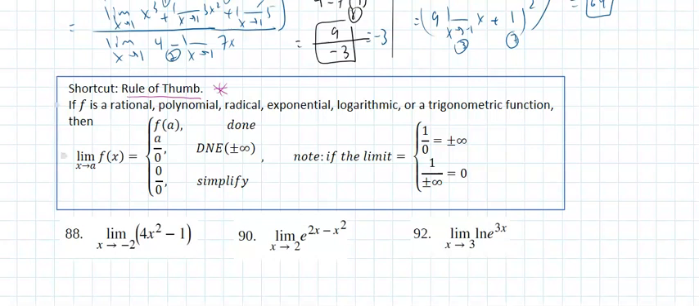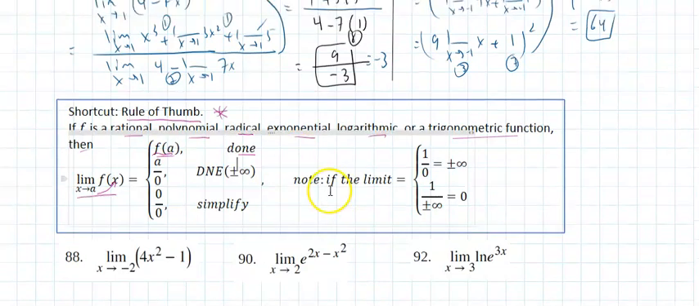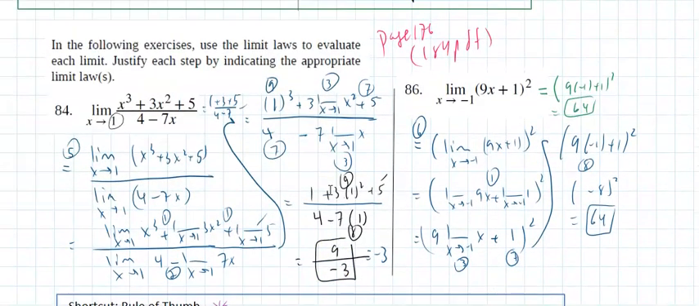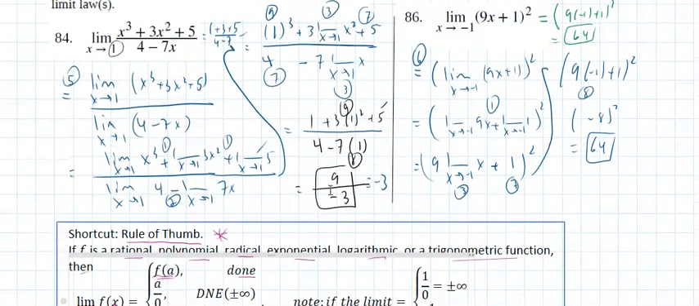So, if f of x happened to be a rational function, a polynomial function, a radical function, an exponential function, a logarithmic function, or a trig function, then if I'm taking the limit as x approaches a of f of x, I simply substitute that in. Again, if f happened to be any one of those. If I get a number, I'm done. That's the limit. That's a shortcut. That's kind of like this problem. I'm finding that limit. I plug 1 in because that's a rational function. I get negative 3. I'm done.